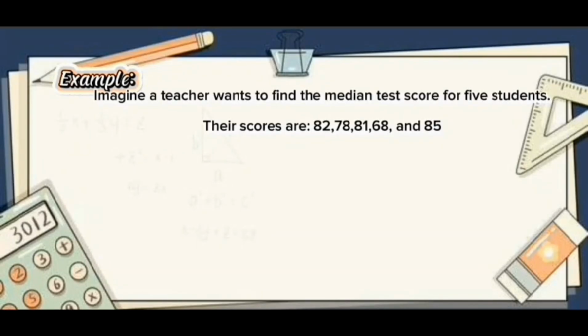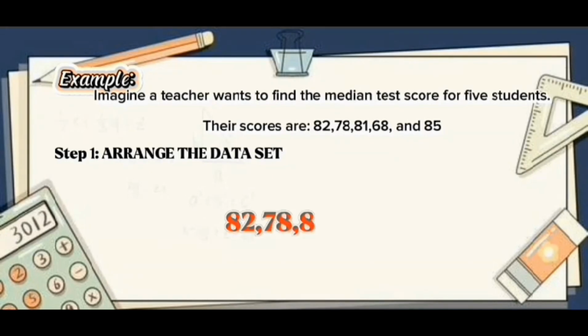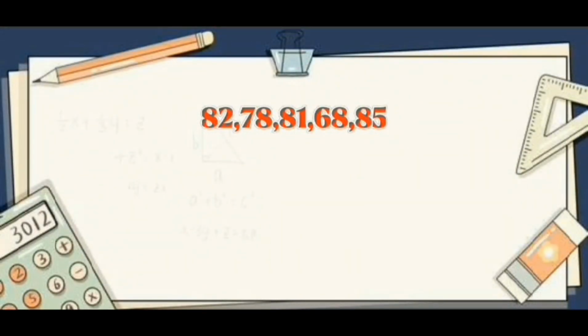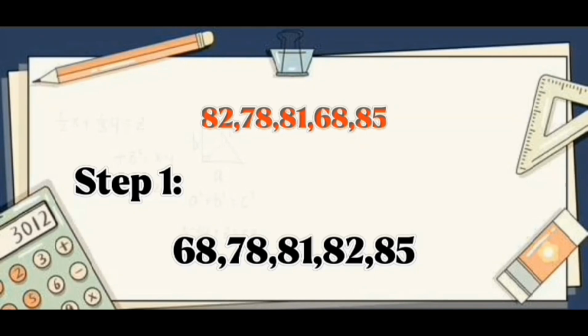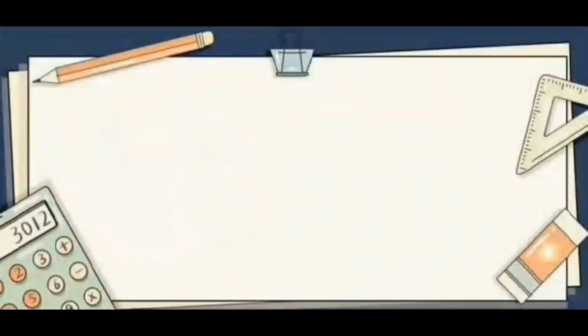Now, let's go back to our example. To determine the median, we need to use the 3 steps to find the middle value. First, we have to arrange the dataset in ascending order, or from smallest to largest number. Our dataset here is 82, 78, 81, 68, and 85. Let's arrange these in ascending order. This is our final dataset. Now, let's move to our next step.